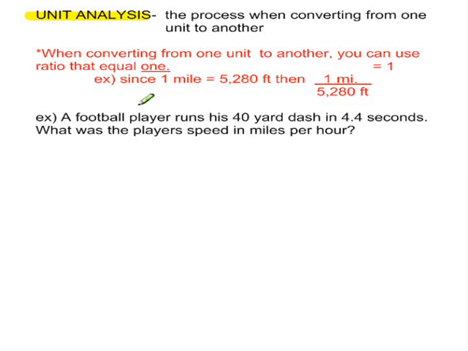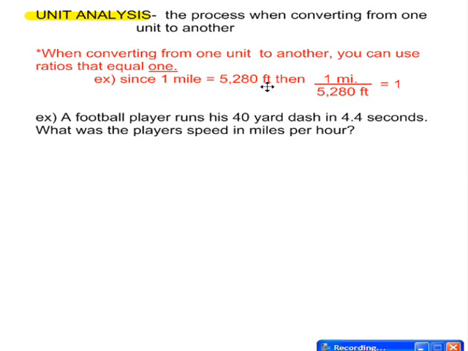For instance, 1 mile equals 5,280 feet. Then, if we write the same information as a ratio, 1 mile over 5,280 feet, it actually equals 1. It equals 1 because these two things represent the same distance. The same distance, so it equals 1.